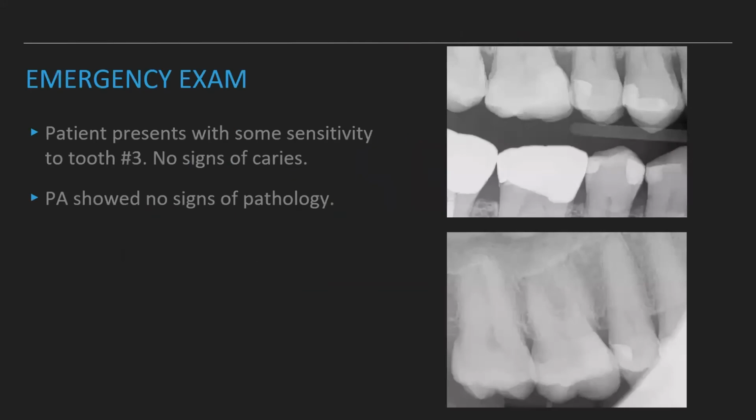So case one, a patient actually came to my office with some sensitivity on tooth number 3. There were no signs of caries. Nothing was really present that I could see. So I said, maybe we could do a small field of view CBCT. Maybe it'll show something. I always tell patients that it's a possibility that nothing shows at all.